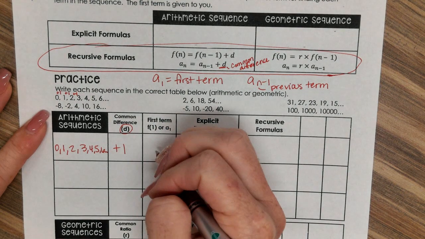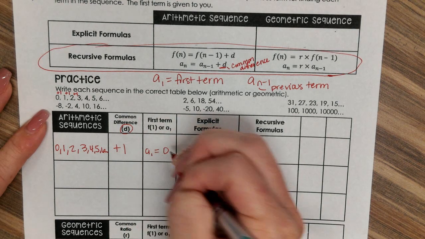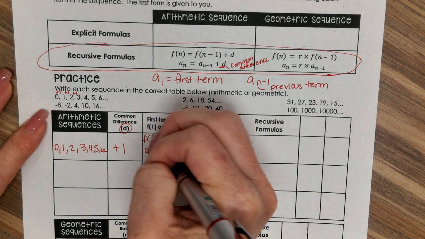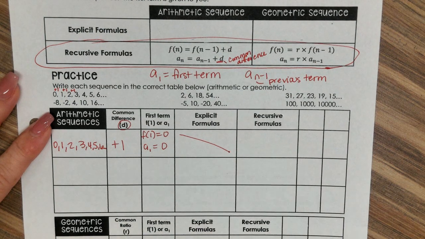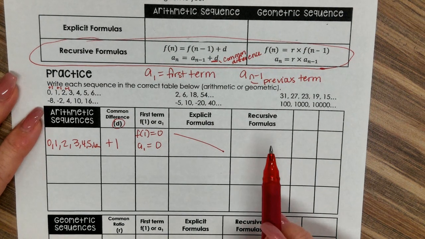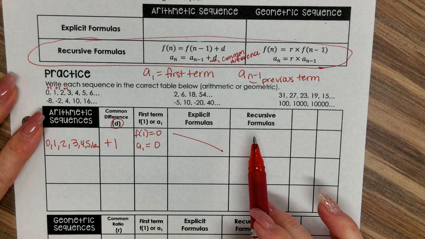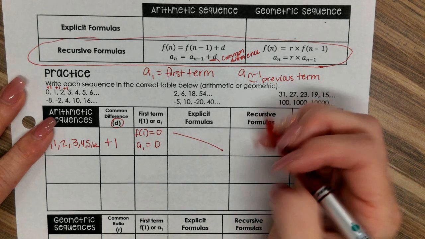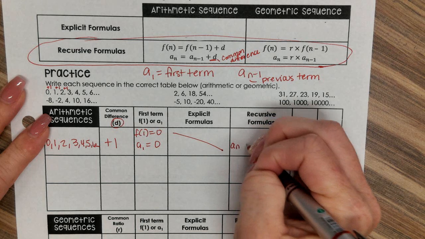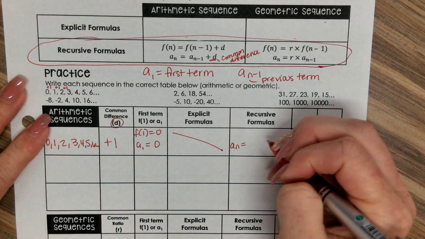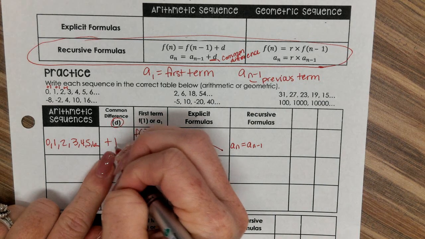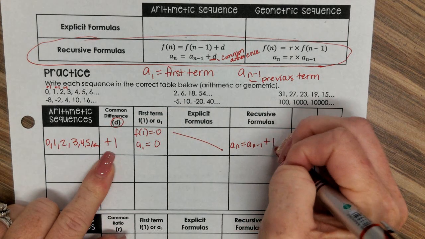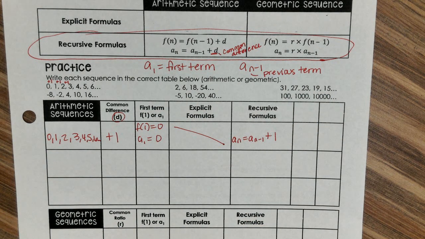So the A sub 1 is 0. Or you could say F of 1 is 0, just how you're looking at it. We don't care about the explicit formula. The recursive formula is super easy. It says, to find the term you're looking for, take the previous term and add 1. That's it. That's all you have to know.